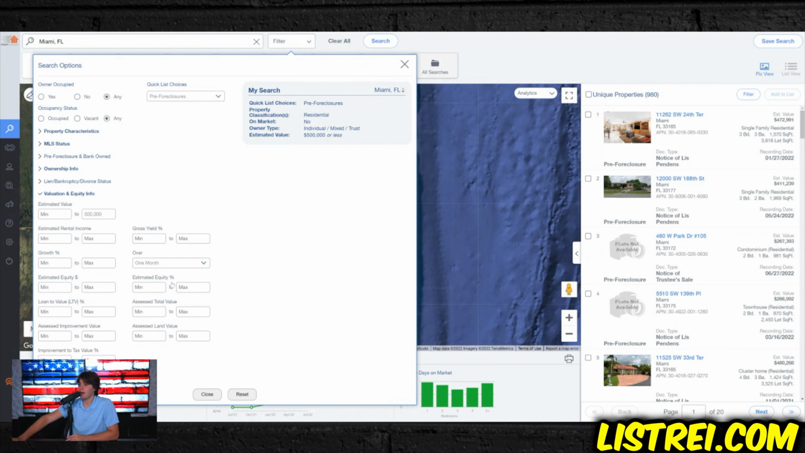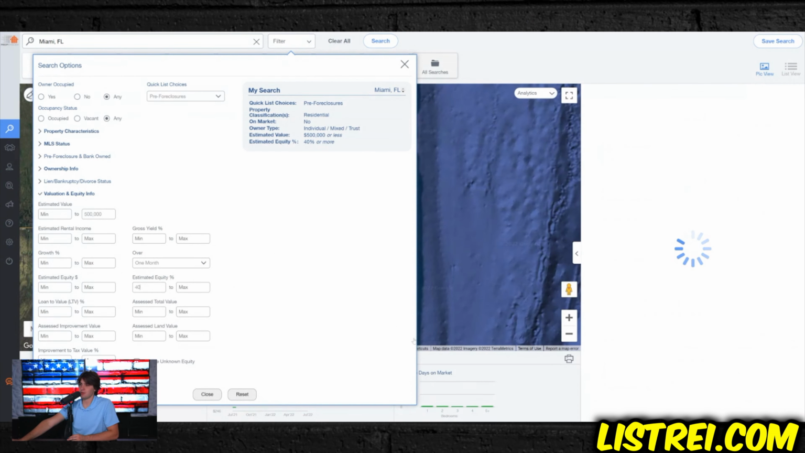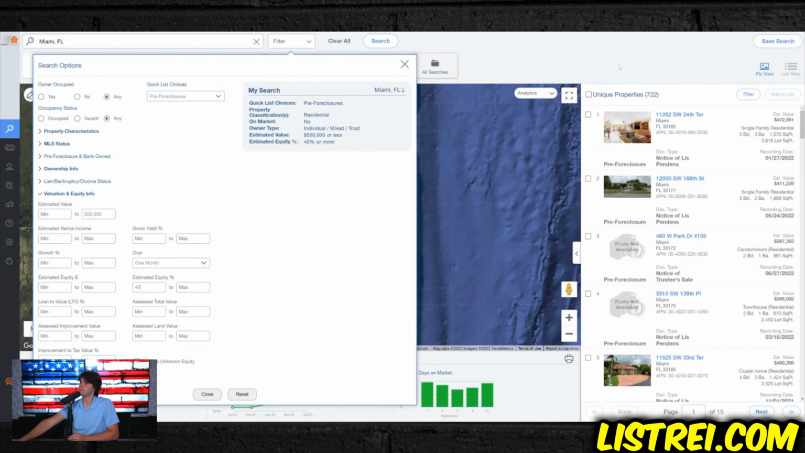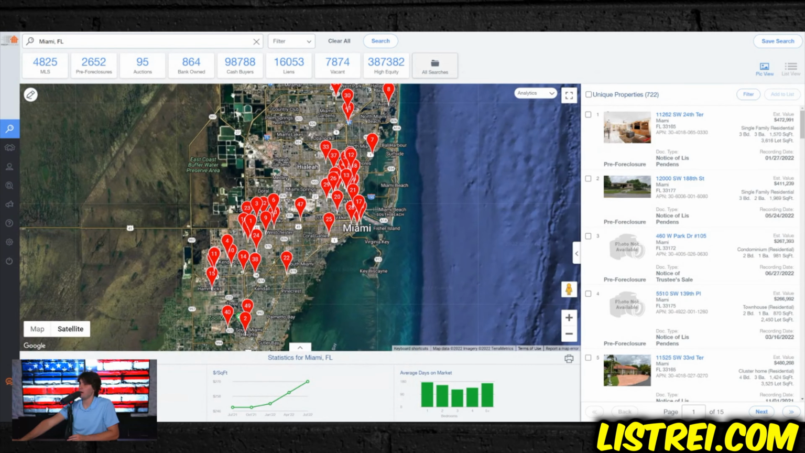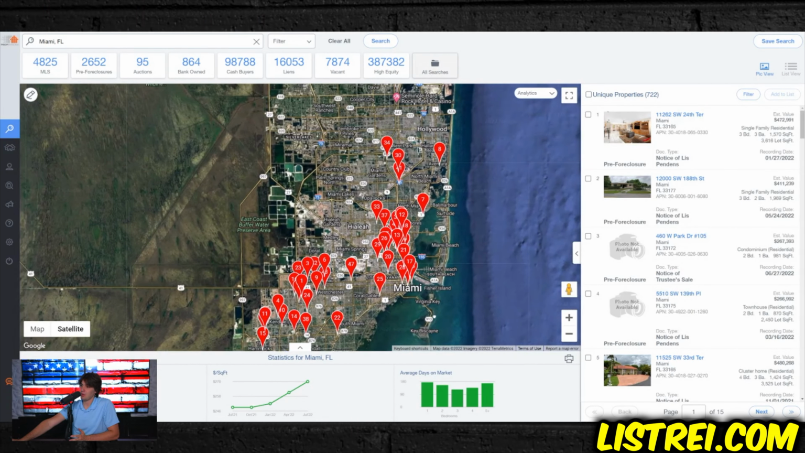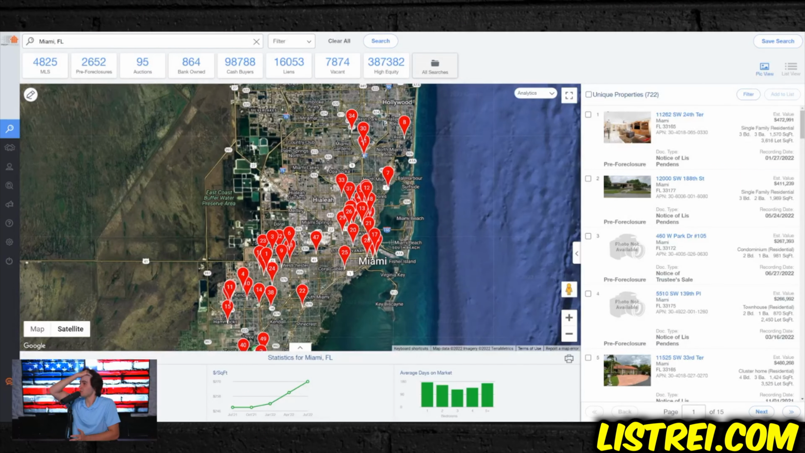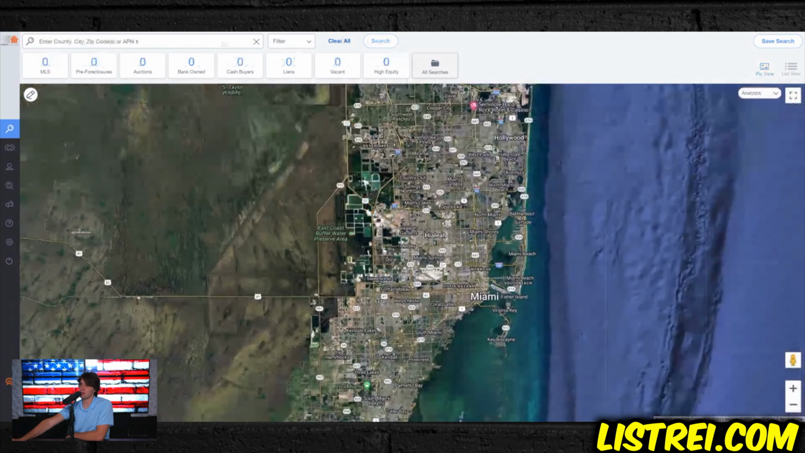And then equity, these are highly motivated, so I'm going to put 40% equity, which most of these deals are. That's 722. That's really good for the whole city of Miami, which is still a huge city. If I really wanted to, I can go by my local zip code and start doing properties like that, and then put my reverse driving for dollars, my sticky notes there. I really like that, or text blast a list like that. I can also skip trace in listrei.com, so that's kind of cool. But yeah, that's how I do the pre-foreclosure list there.